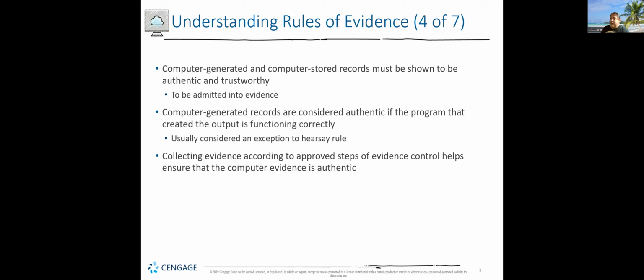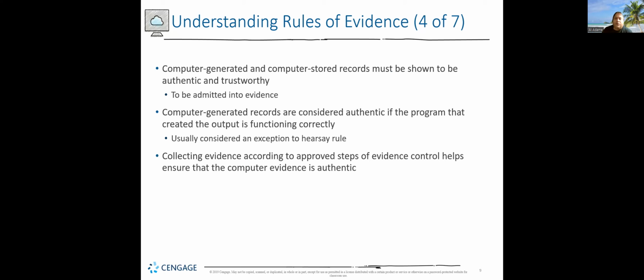Anyways, so here you go. Computer generated and computer stored records must be shown to be authentic and trustworthy to be admitted into evidence. They have to line up with the timeline of the crime or whatever happened. Computer generated records are considered authentic if the program that created the output is functioning correctly. So if you can replicate this file by making it with the same program because you cloned the drive, right? Then you can. Usually considered an exception to the hearsay rule. If you can recreate it and it happens again, you're on track.